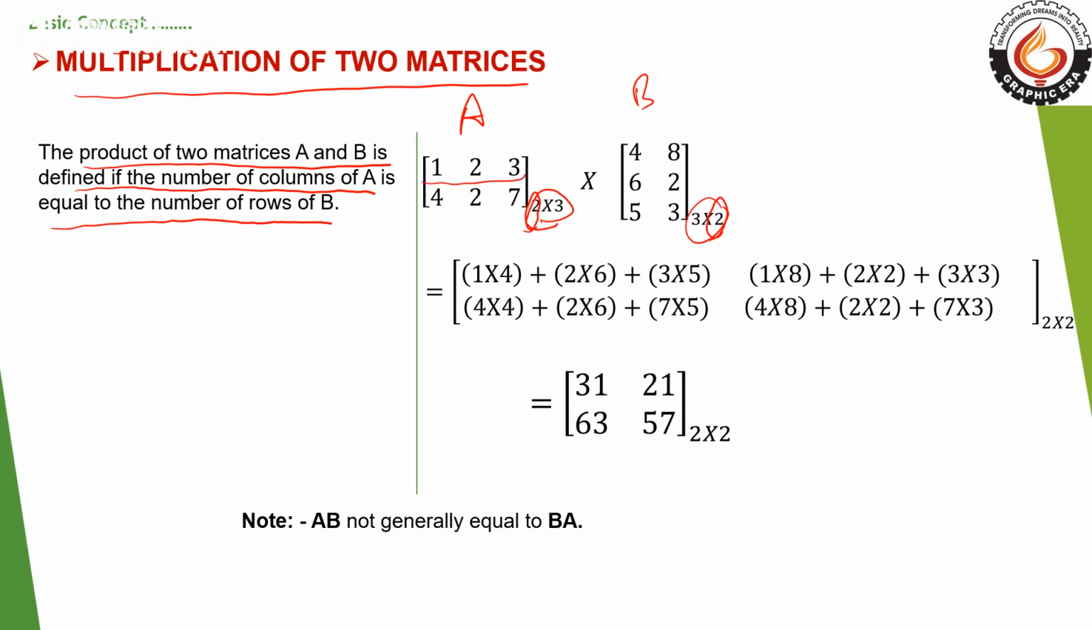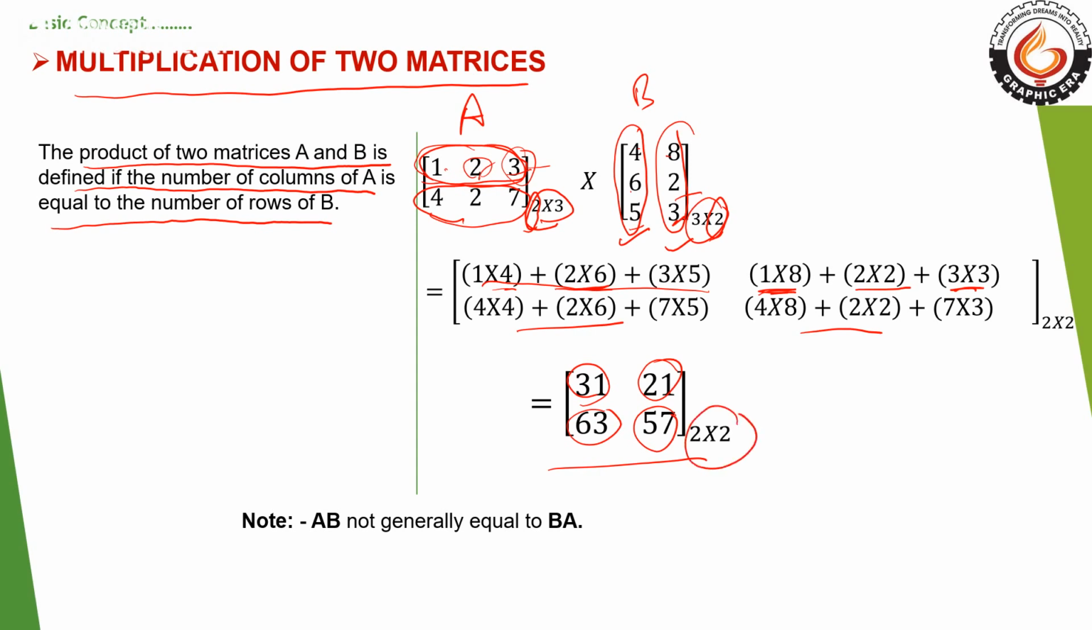We multiply the first row with the first column, so 1 into 4 plus 2 into 6 plus 3 into 5. And for the second element, we multiply this row by the second column, so 1 into 8, plus 2 into 2, plus 3 into 3. Similarly we multiply the second row with the first column and the second column. So we get 31, 21, 63, 57. So we obtain a 2 cross 2 matrix.